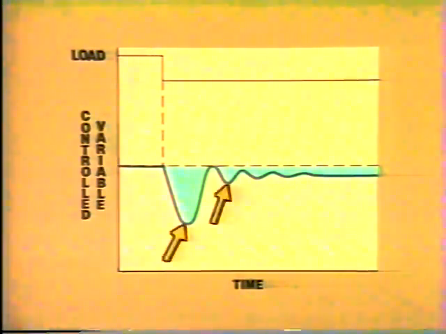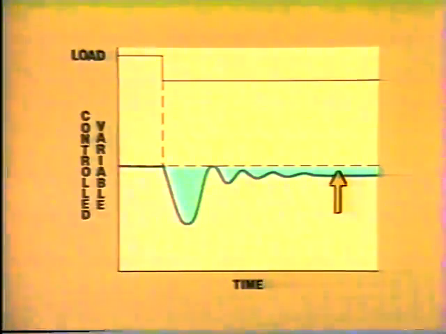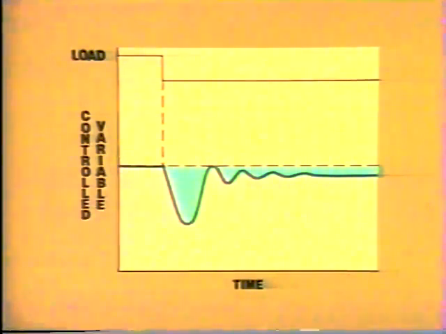Here we see a quarter decay ratio and some offset. This curve represents a compromise. It's the best gain setting for the system. It has minimum cycling and minimum offset. If the gain were less, the offset would increase. On the other hand, if the gain were higher, the cycling would increase. So we have a compromise between stability and offset.